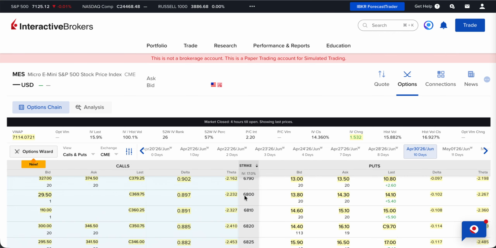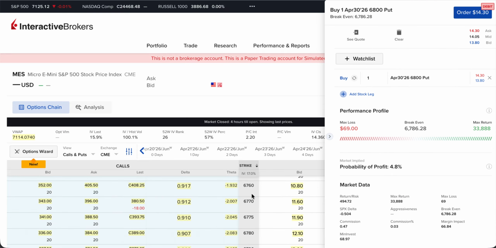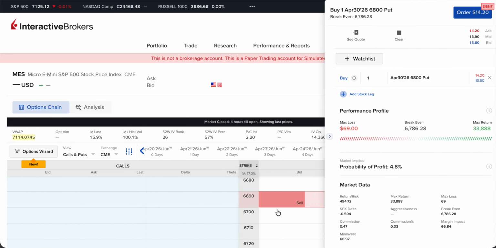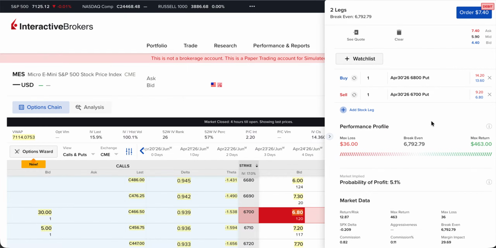So there's two legs to this trade. The first leg is we're going to buy the 6,800 put. So we click on the ask price. And the second leg of the trade is we're going to sell the 6,700 put. So we're long on one put and we're short on the other one. We want the market to go down. And you can see our profit probability, it's only 5%.